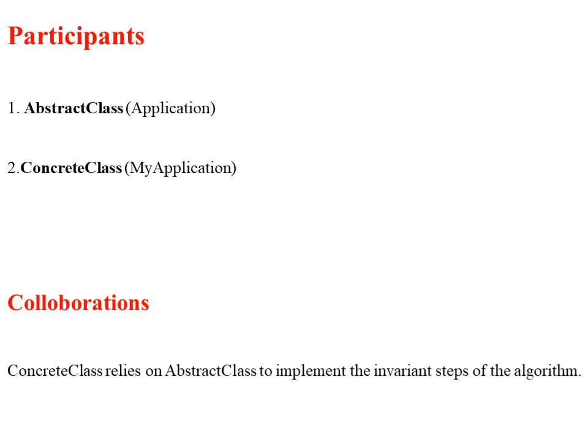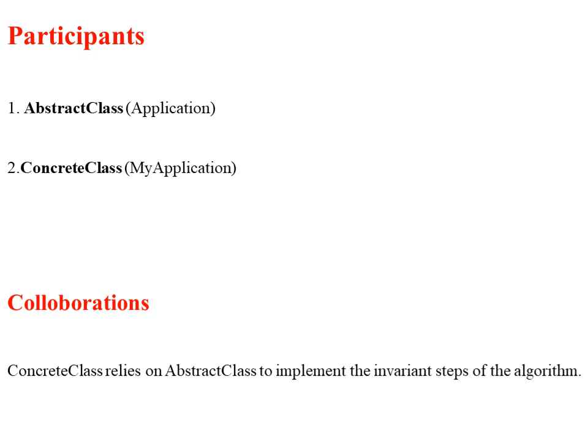Concrete class relies on abstract class to implement the invariant steps of the algorithm. Generally, the concrete class relies on the abstract class to implement the invariants, whatever the various steps that should be performed based on the algorithm, which needs collaborations. So this is the interaction, the responsibility carried out by the participants. Participants means abstract class and concrete class.